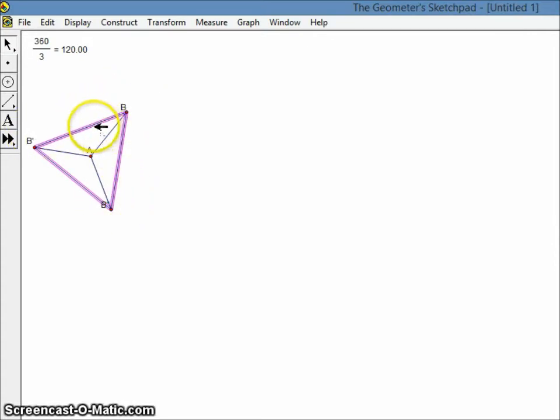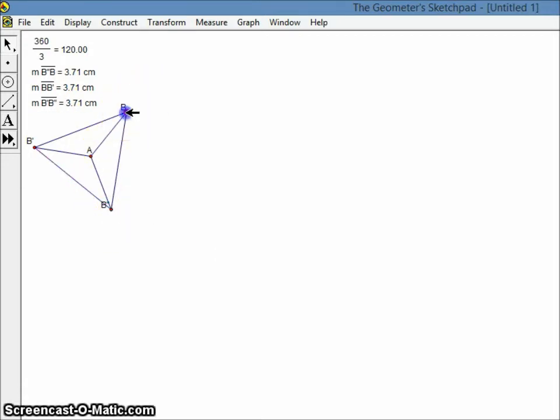So for it to be equilateral, we know that each side is going to have to be equal. So I'm going to measure the length, and that gives me the length of B double prime to B, which is this one here. It gives me B to B prime, which is this one here. And it gives me B prime to B double prime, which is that one there. And sure enough, they are all the same length. So this seemed to work.